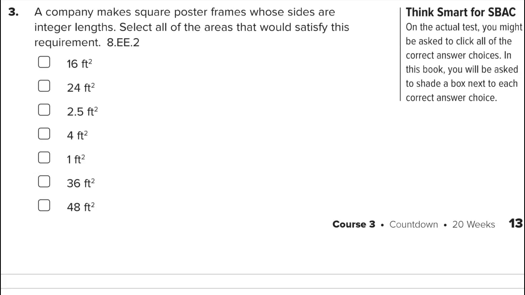A company makes square poster frames whose size are integer lengths. Select all the areas that would satisfy this requirement. Down below they give you a list of numbers that represent the area of a square of their poster frames. So we're going to reread this really quick to see what's going on here.